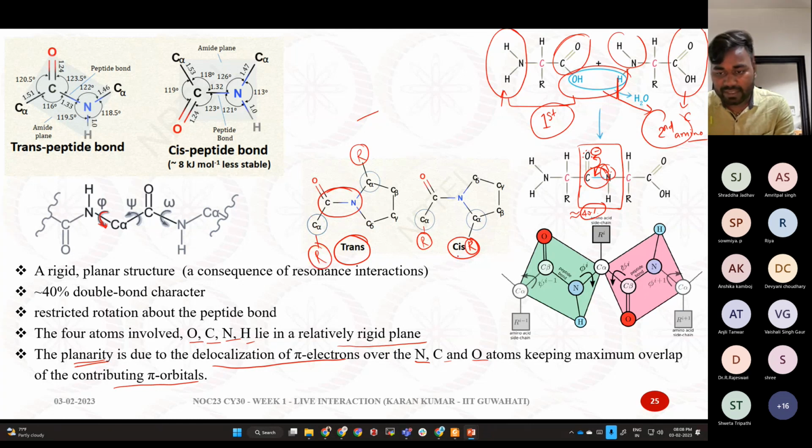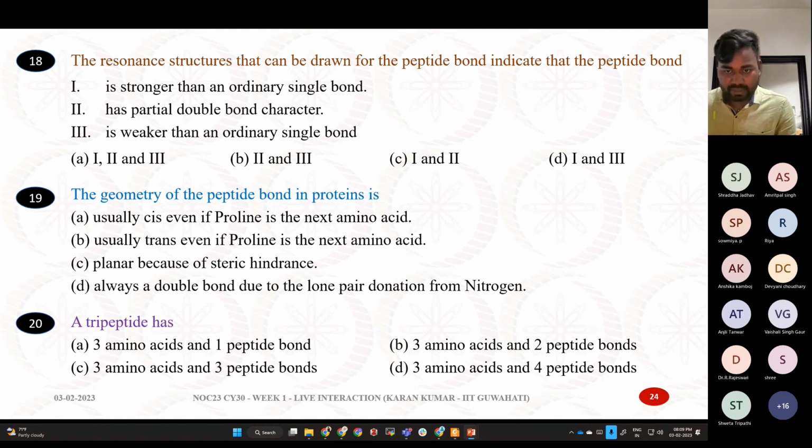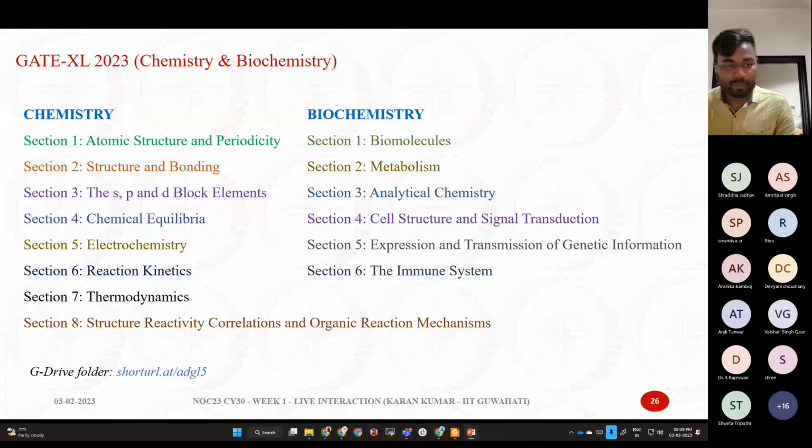If both are on the same side, if proline exists in cis formation, both R groups will be on the same side, meaning bulkier groups, and that limits its existence. Thereby it exists in the trans form. So the correct answer here is usually trans, even if proline is the next amino acid. Okay, so this summarizes the complete week's tutorial and some basic understanding of biochemistry.